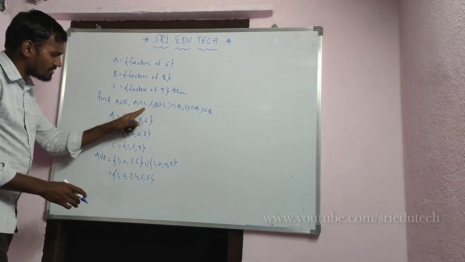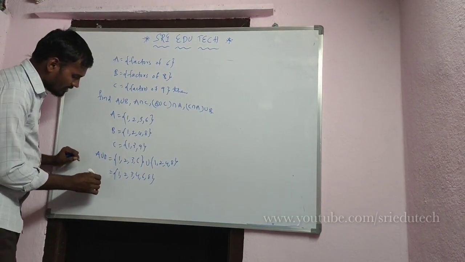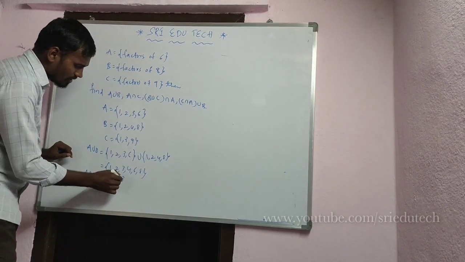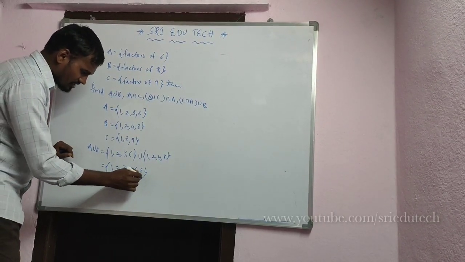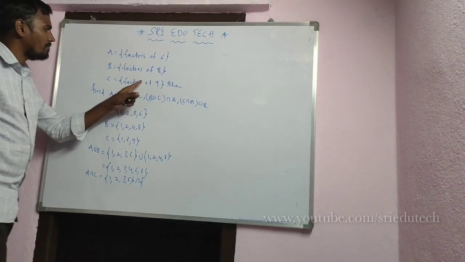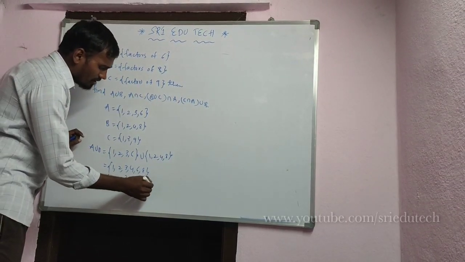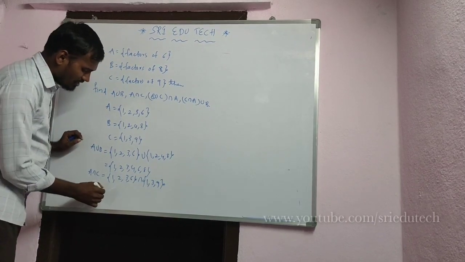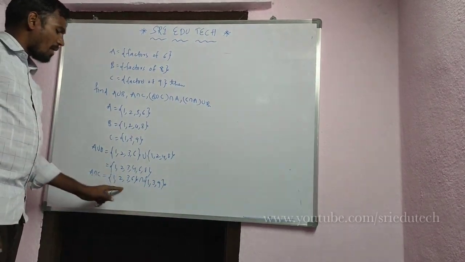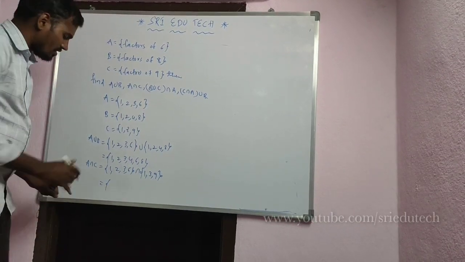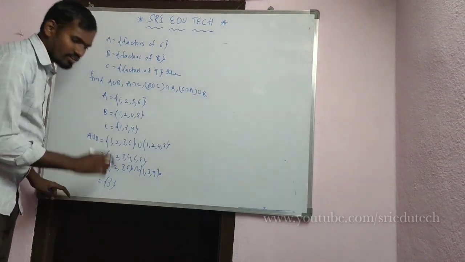Next, A intersection C. What is A? 1, 2, 3, 6. Intersection C means what? Factors of 9. C means 1, 3, 9. Intersection means common elements. Which is common in this? 3 is the common. Write down 3 is the answer.